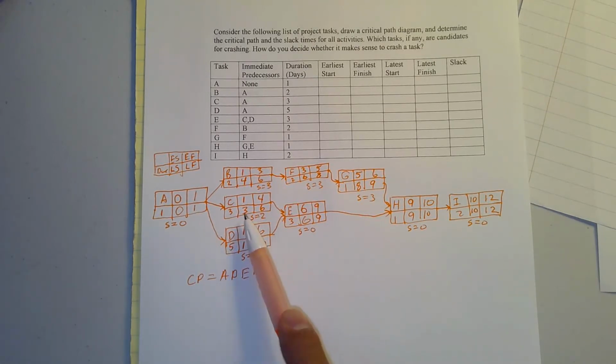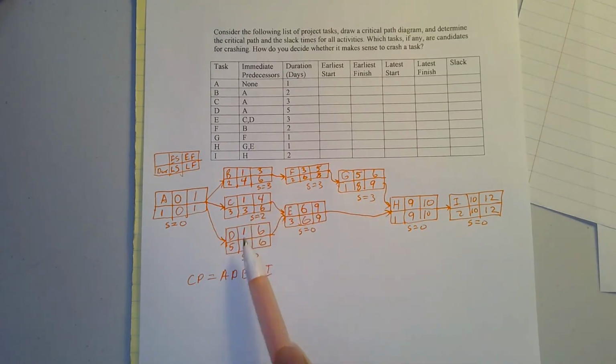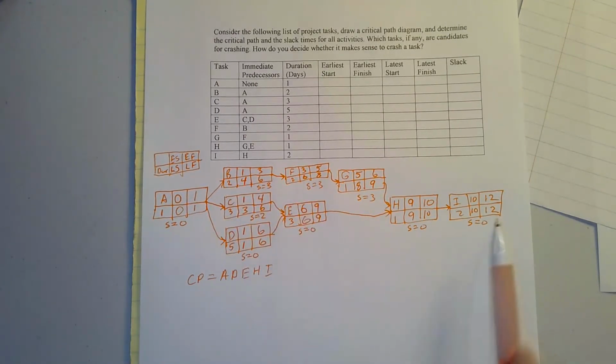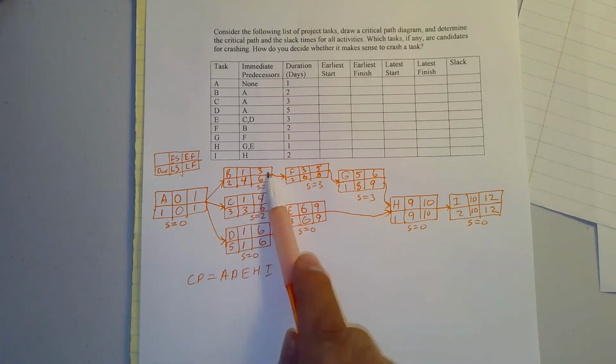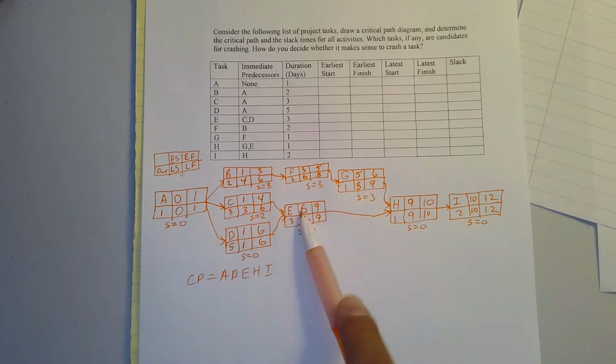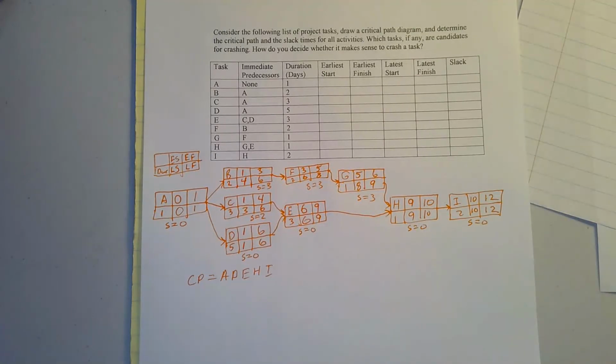But if I speed up a task that's not on the critical path, a task that already has slack, so for instance, if I reduce this 3 to a 2 or a 1, or this 2 to a 1, it doesn't help me. The project's still going to take 12 days. So it's not useful to reduce the duration of any task not on the critical path. Only tasks on the critical path result in savings to the project. And so you would never crash a task that's not on the critical path.